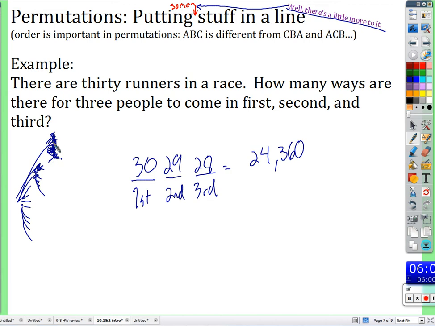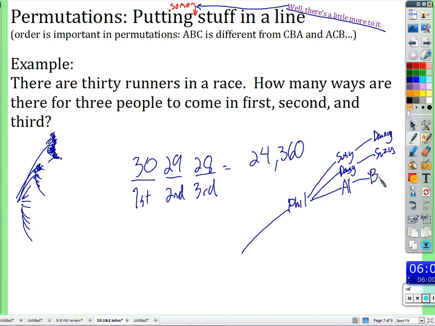And if we wrote on each of those branches, okay, Phil came in first, and then Susie came in second, and then Danny came in third. All right, well, that was one possibility. Phil could come in first, Danny could come in second, and Susie could come in third. Phil could come in first, Al could come in second, and Bob. Sure, I mean, we have so many possibilities. This is just one of how many possibilities for first place.